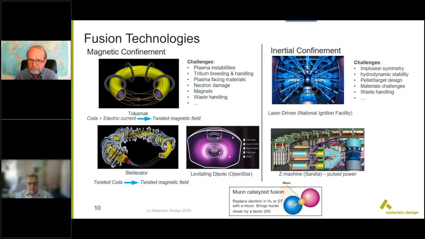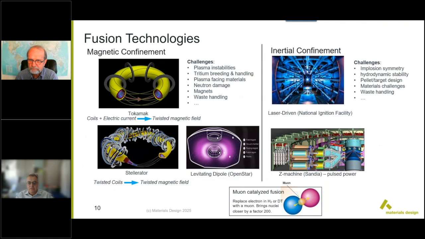And the stellarator achieves those same plasma confinement goals through a more complex technological design with a twisted magnetic field, but at the same time that has advantages for plasma stability. The challenges are plasma instabilities, and the need for tritium in most of these configurations. It needs to be bred and handled.